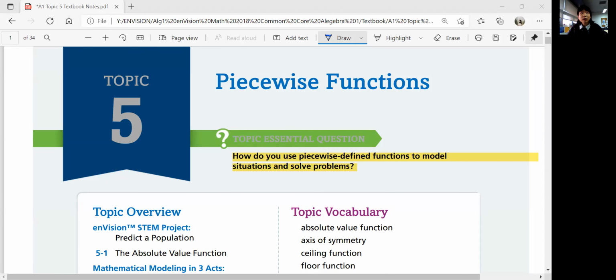Hi guys, this is Algebra 1, topic 5. We're going to learn about piecewise functions. In this topic, we'll think about how we can use piecewise defined functions to model situations and solve problems.